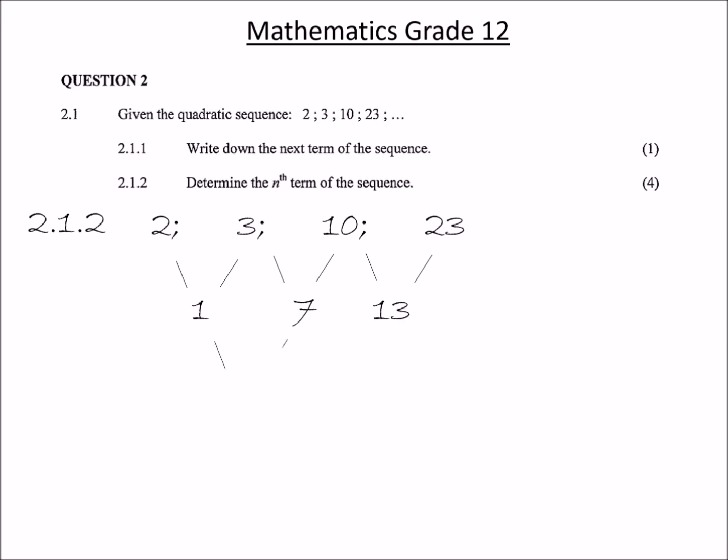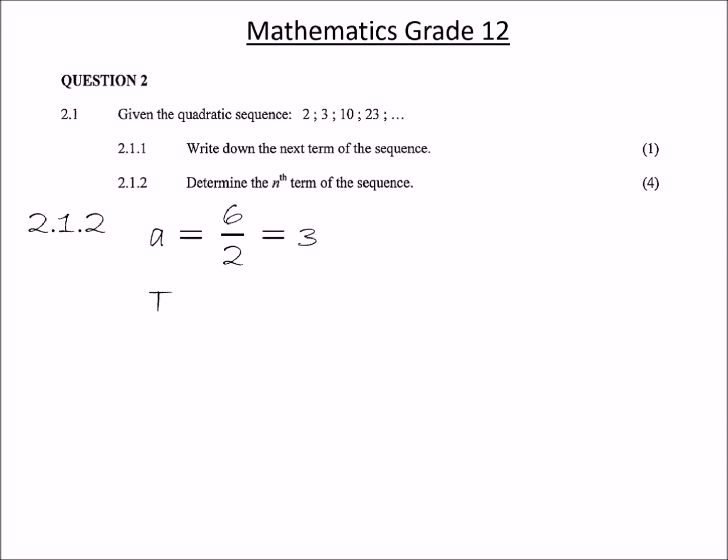We do this again to get the second difference, which is 6. To get a, we divide the second difference by a constant 2, and we get 3. We then plug it in. To get b and c, we will have to use simultaneous equations. If n is equal to 1, we get 3 plus b plus c equals 2.